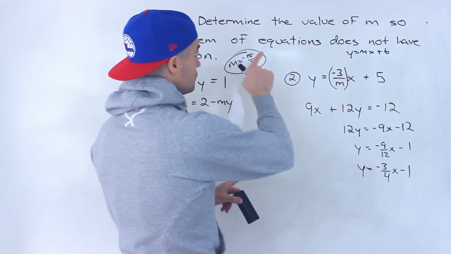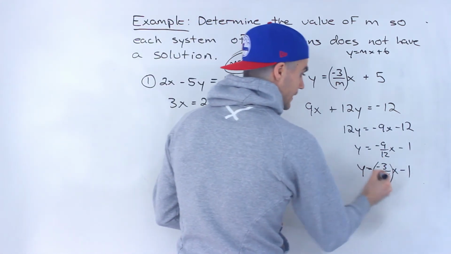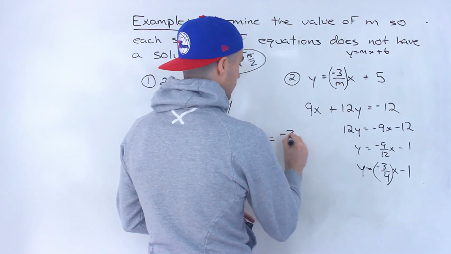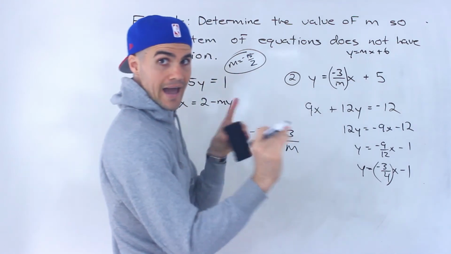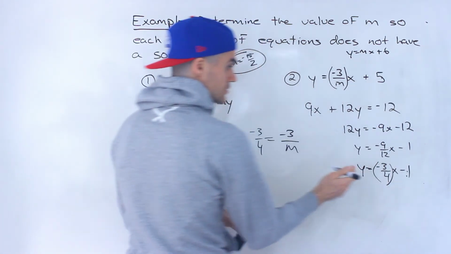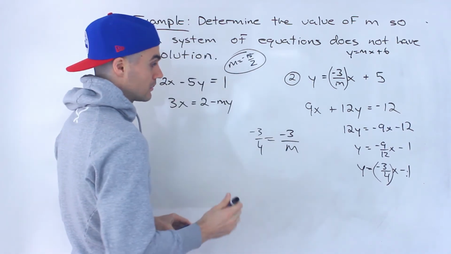And so if two lines don't have a solution, they have to be parallel, meaning negative 3 over 4 has to equal negative 3 over m. This slope and this slope have to be the same. And notice that the b values are going to be different. So it's not going to be lines that are right on top of each other. They're going to be two separate parallel lines.